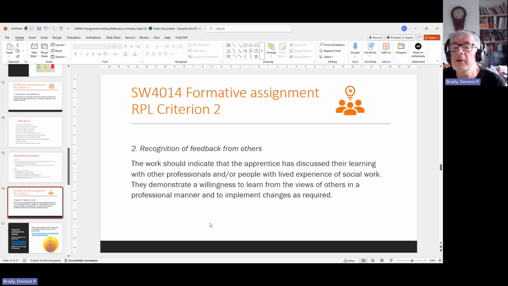Anyway, recognition of feedback from others. If you get feedback on the assignment, I'll give you a steer on the work that is submitted. So again, this is fairly simple, but really you should make some reference to how you used supervision or feedback, and it can be formal or informal from a range of different people. You don't have to list all the people, but show that you talked about it with somebody else. You just didn't keep it to yourself, basically.